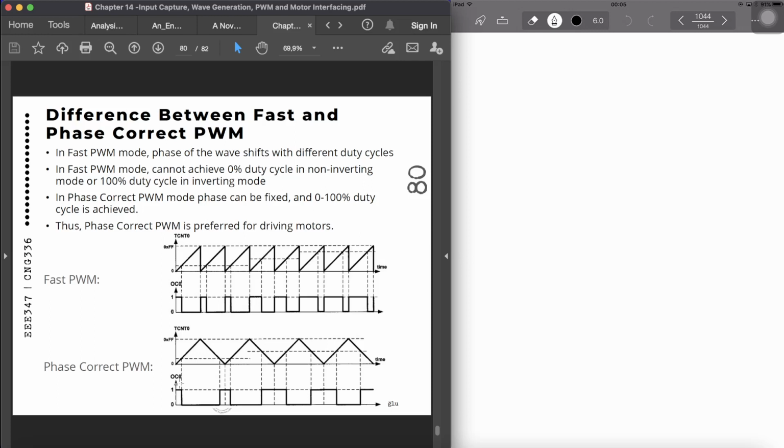So these are the differences, as I already mentioned. In driving motors, we prefer to use phase correct because it can achieve 0 to 100% duty cycles. It's more efficient and more accurate.